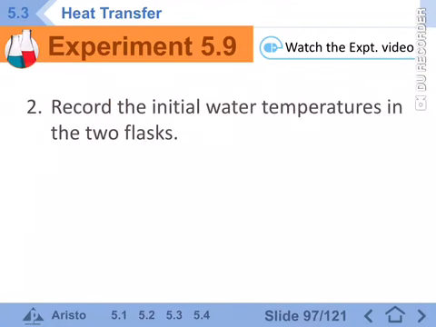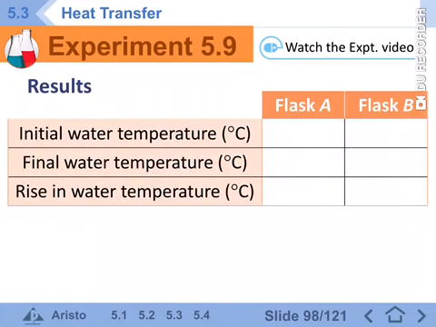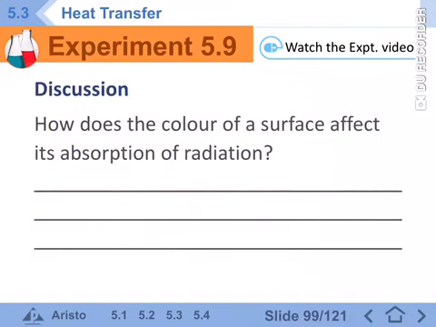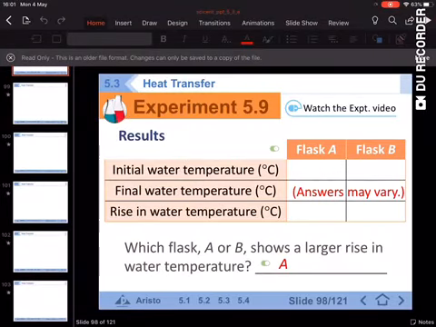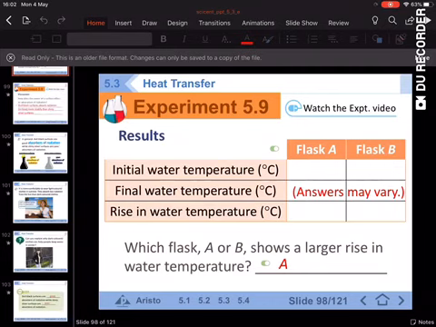Okay, so in here we record the initial temperatures. Unfortunately, we don't have the actual experiment to show you. In here, which flask, A or B, shows a larger rise in water temperature? It is A, the dull and black one. It absorbs more energy. In here, you need to know the answer. It's A.